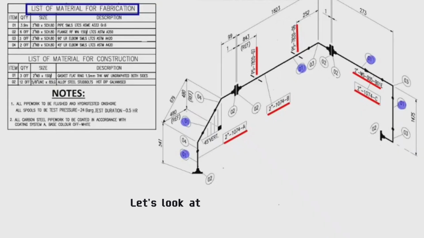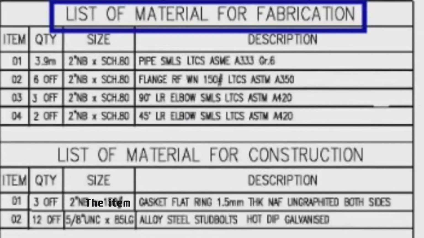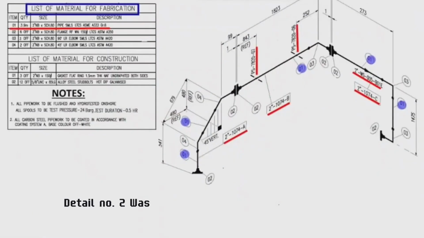Let's look at the material list. Item number 1: the total quantity is 3.9 meters, size is 2 inches, wall thickness is Schedule 80, pipe, seamless type, low temperature carbon steel material ASME A333, grade 6. Detail number 2 was used in 6 places in the pipe drawing.